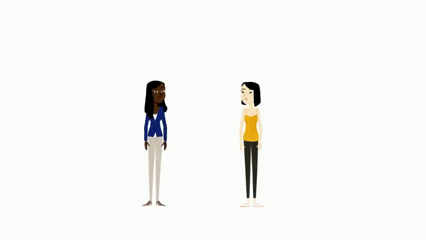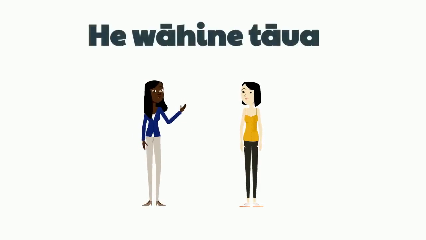For example, Maria says to Anna, "We're women." He wāhine tāua. Tāua means you and I. This is called inclusive.